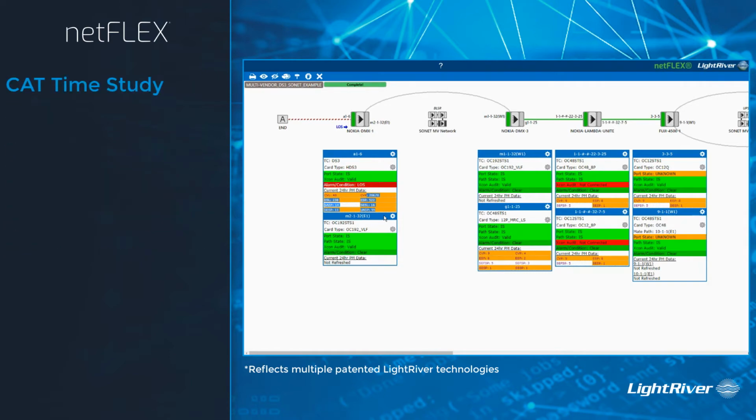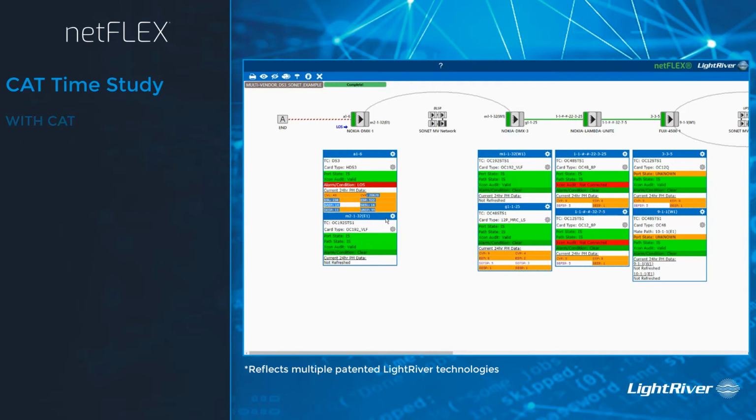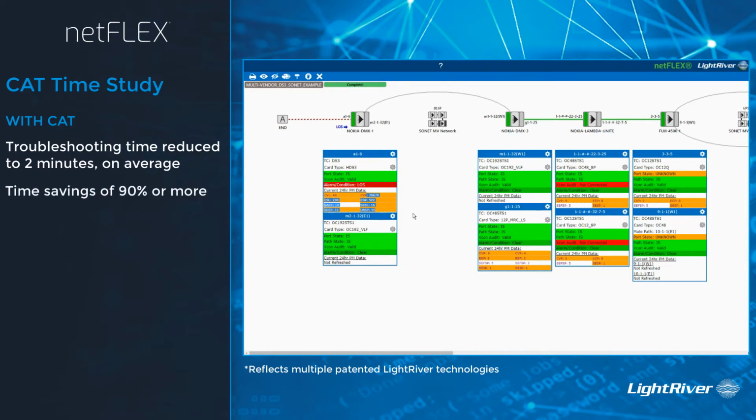We've done time studies in the past and identified that on average it takes technicians about 25 minutes to isolate a problem using command line or various EMSs to determine where the problem is. That's before they make a dispatch or any type of corrective action has taken place. We've gone back to that same group, and after we implemented CAT, that troubleshooting duration was reduced down to about 2 minutes on average. So we're saving 23 minutes on every single trouble that comes into that NOC environment simply by implementing the multi-vendor circuit analysis tool.